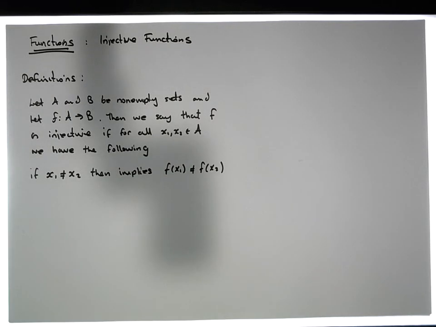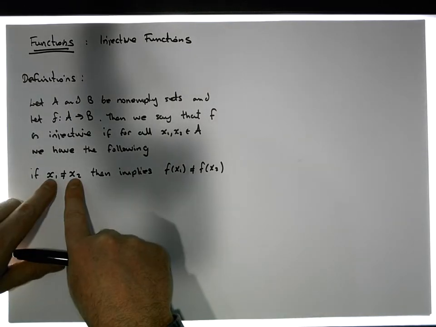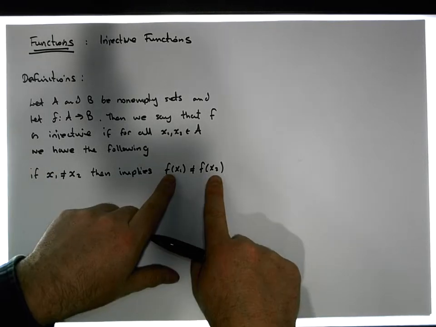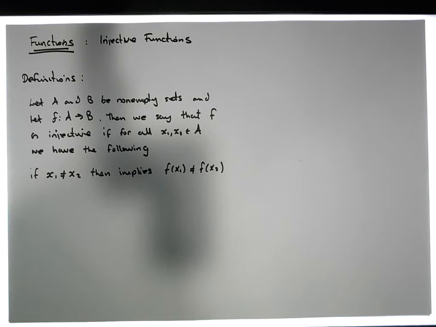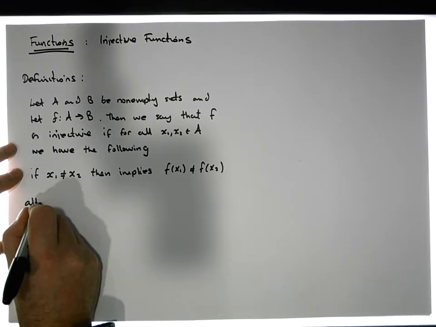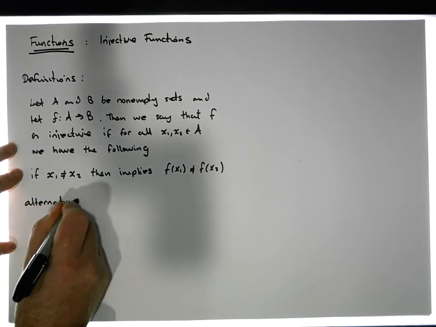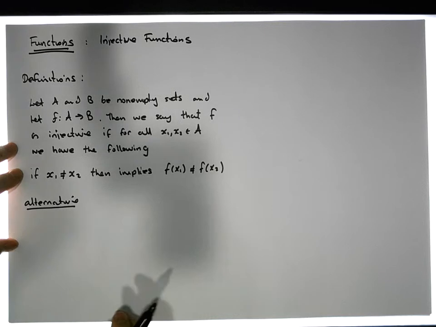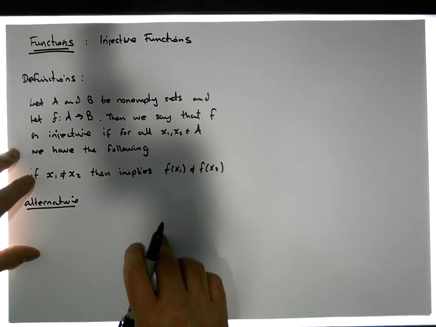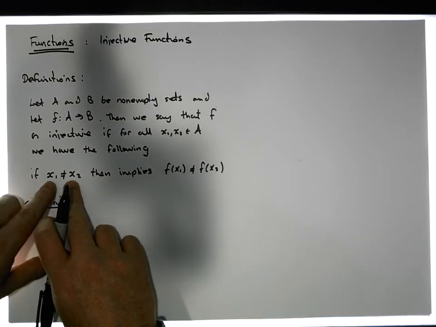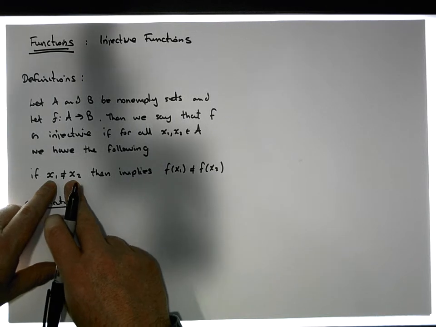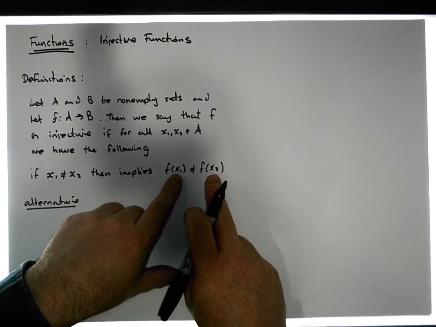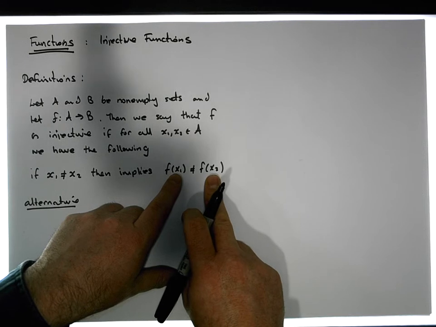What I'm basically saying is that if you have two separate values and you map them across, what we need to end up with is two separate values. That's one way to think about it. An alternative way to think about it is like this. In this case, we have two separate values in the domain, and if we apply the function f to those two separate values, they need to go to two separate destinations. The two destinations need to be separate.